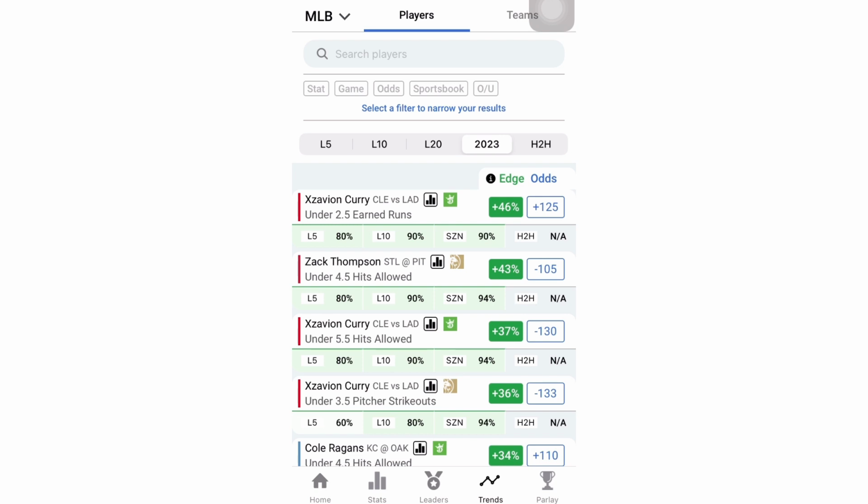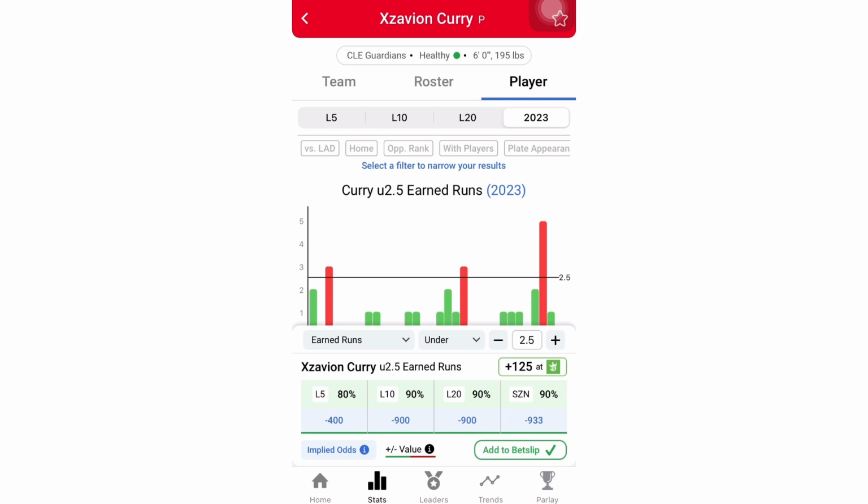we can take a look at this prop here: under 2.5 earned runs for Curry, who is the pitcher for the Cleveland Guardians. Obviously, a plus 46% edge is one that suggests we definitely need to take a closer look at this prop, and that's exactly what we're going to do. So if we click on it, essentially that edge of plus 46% comes from this.